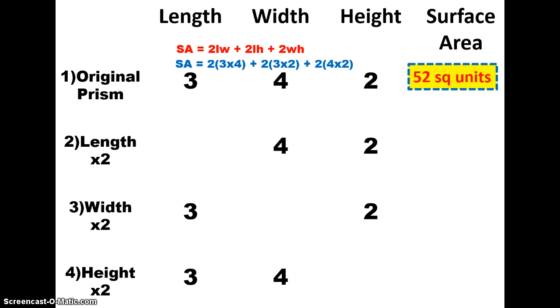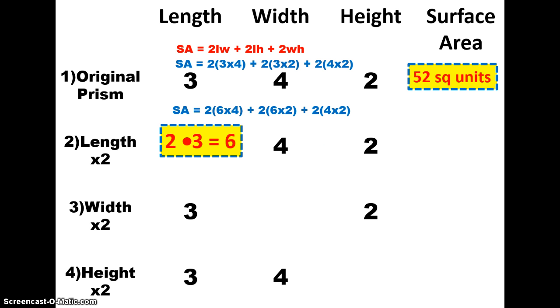So now we're going to see what happens when we double the length. Originally the length is 3 units. When you double it, you get a length of 6 units. What do you think will happen? Do you think the surface area is going to double with us doubling the length? Let's see. Our formula is the same. Our substitutions look a little different because where our length originally was 3, now it's 6. Please press pause and go ahead and do that calculation.